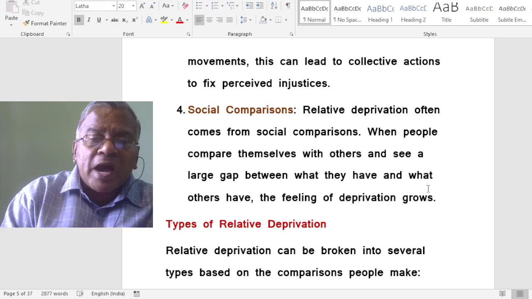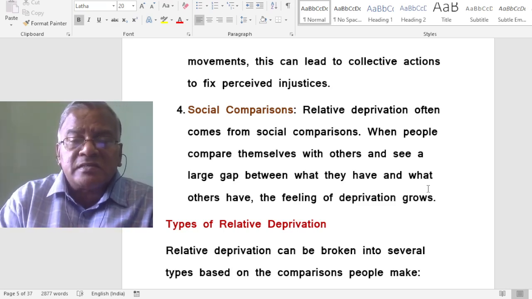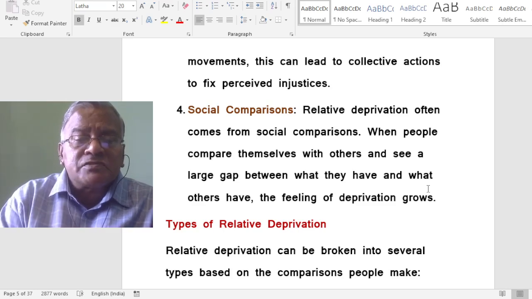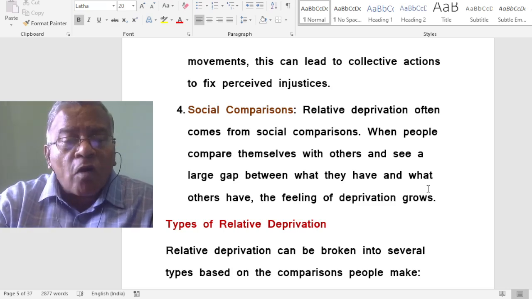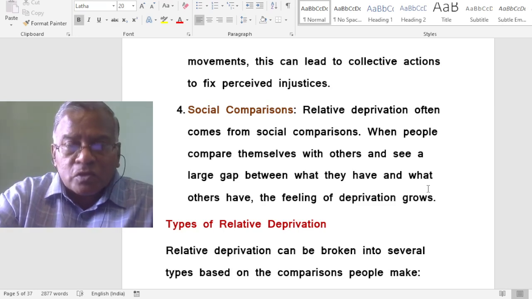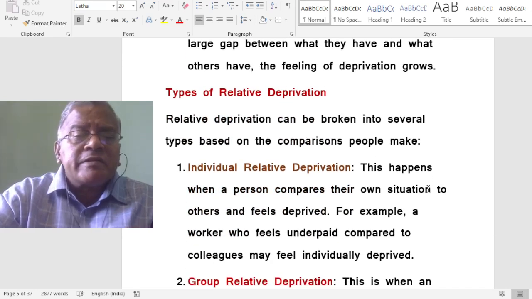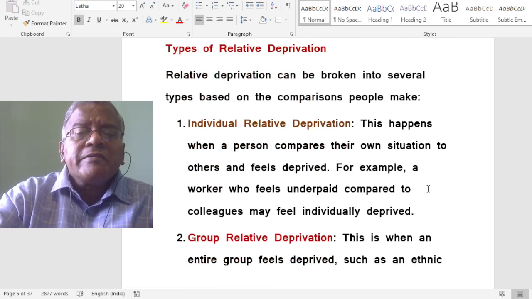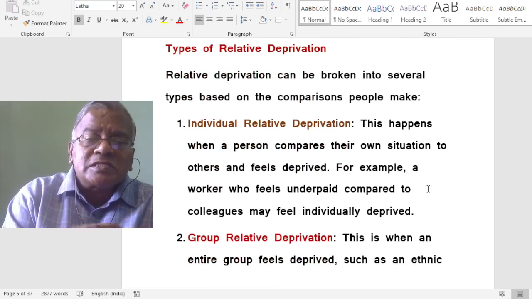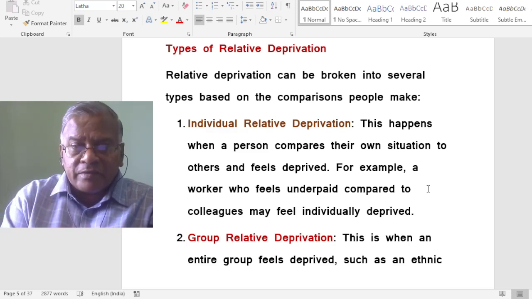Then social comparisons. Relative deprivation often comes from social comparisons. When people compare themselves with others and see a large gap between what they have and what others have, the feeling of deprivation grows. Social comparison. What are the types of relative deprivation? Relative deprivation can be broken into several types based on the comparisons people make.